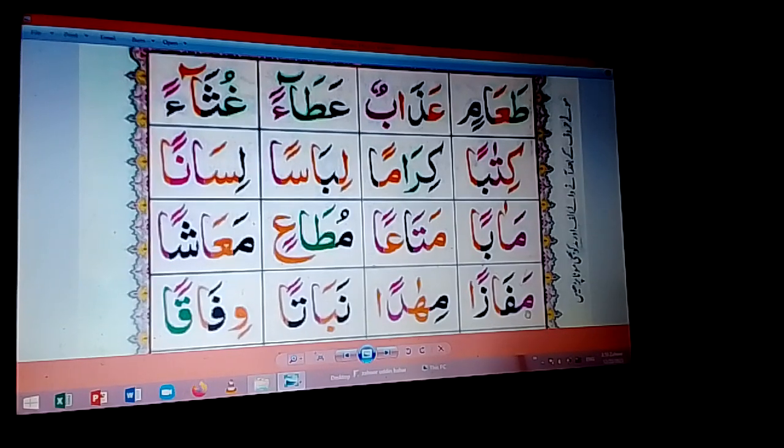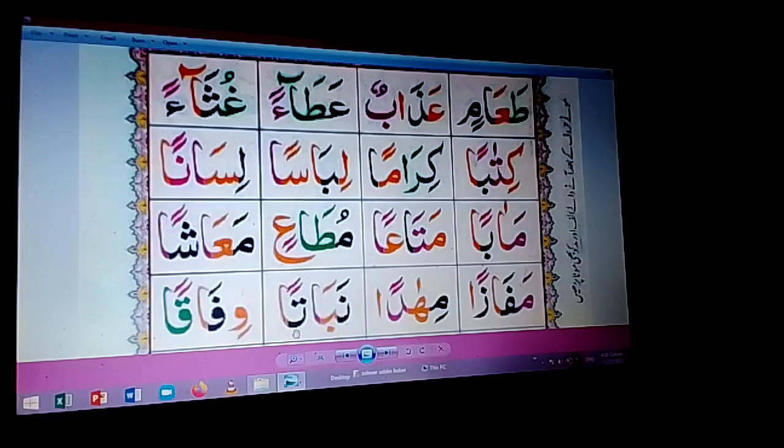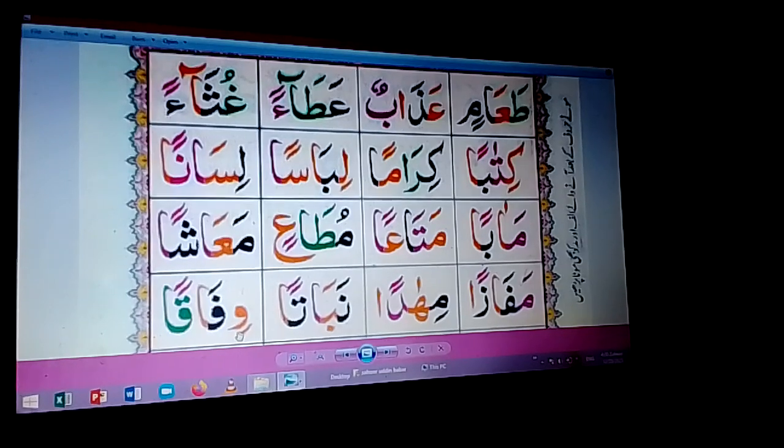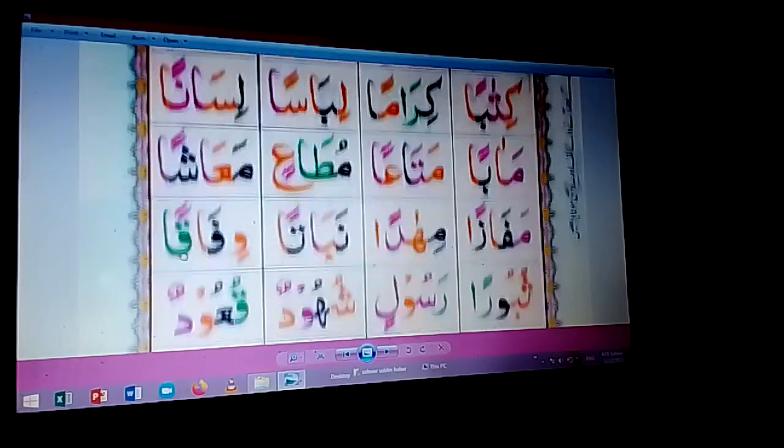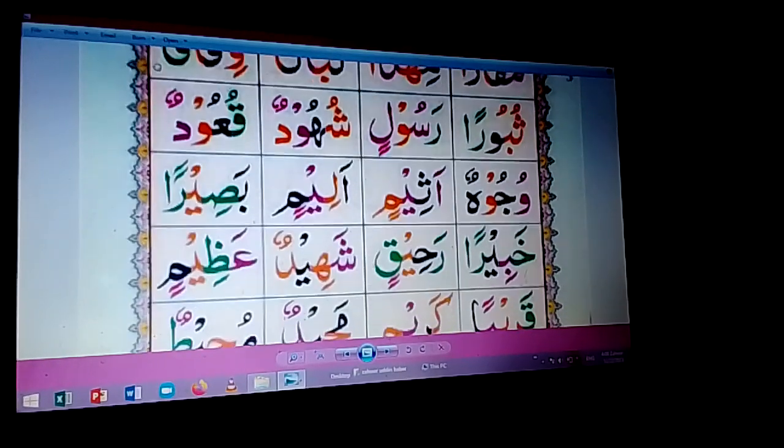Fourth line, first box is mafazan. Fa is longer because of the same alif. Next is mihadan. Here ha is longer because of standing fatha. Next is nabatan, and the last letter of this line, this row, is vifaqan. Next page, next line in fact.